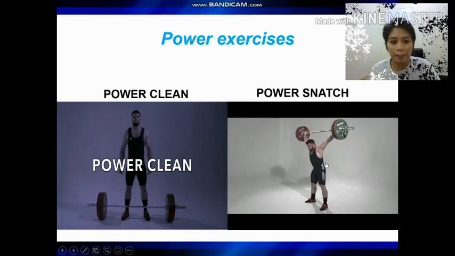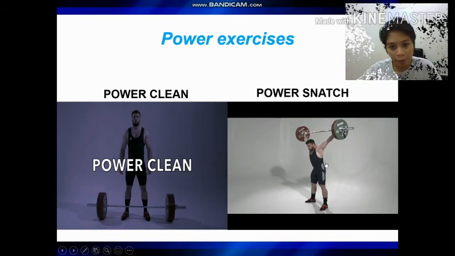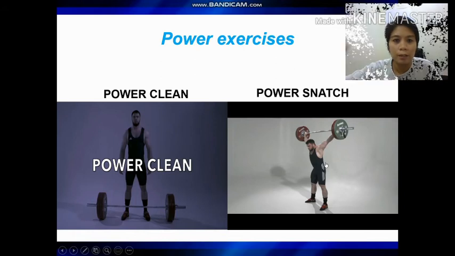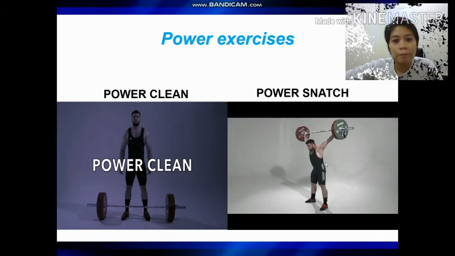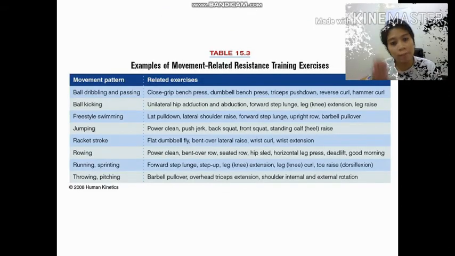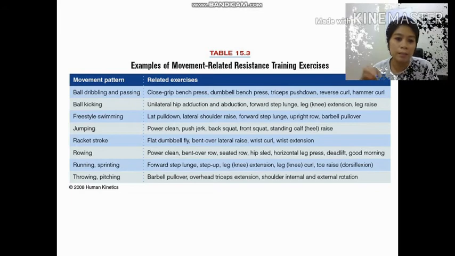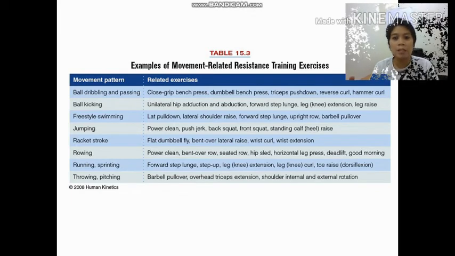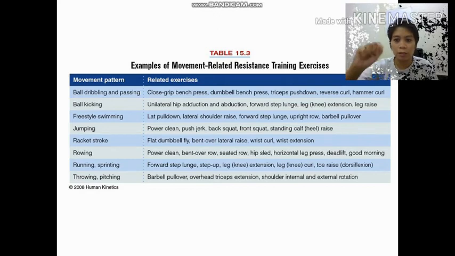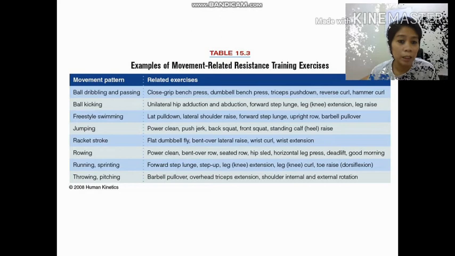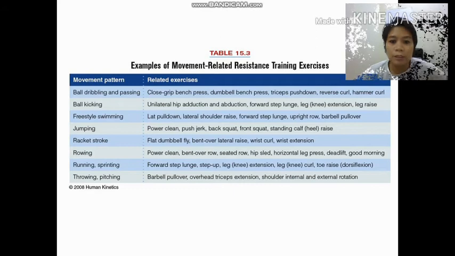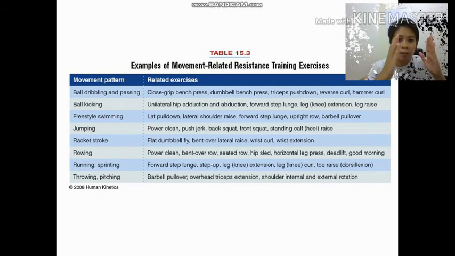We have many types. As you can see, the other day I put the upright row. Okay, this table is about the movement pattern and the related exercises. Ball dribbling, basketball: the related exercises are advanced bench press, tricep push down, reverse curl, hammer curl. Ball kicking, football: unilateral hip adduction, lunges. Freestyle swimming: leg pull down. Jumping: power clean, jerk, squat, front squat. Racket sport, throwing, pitching.